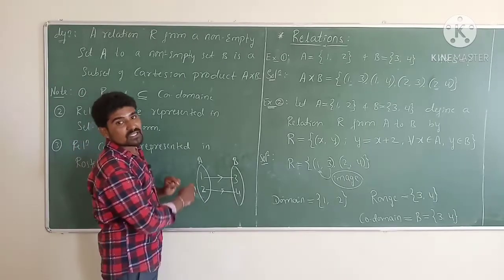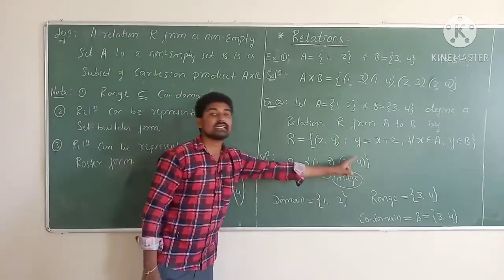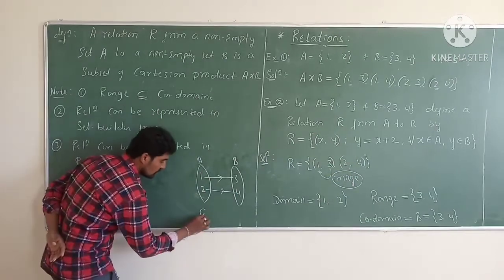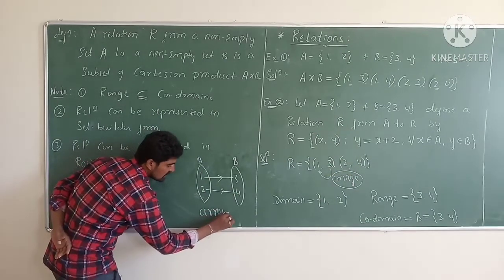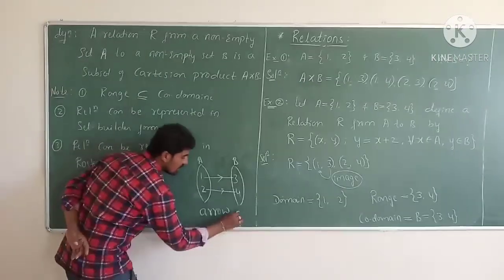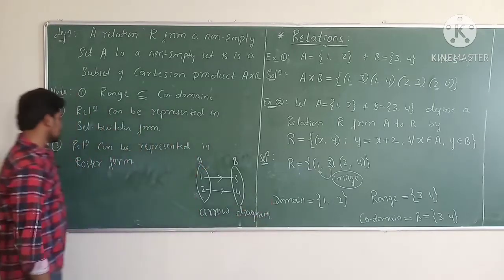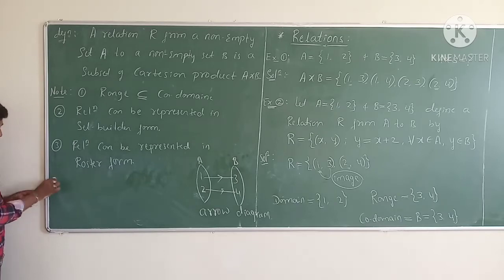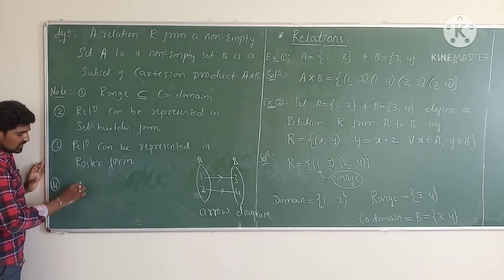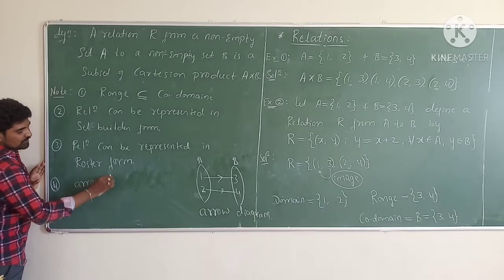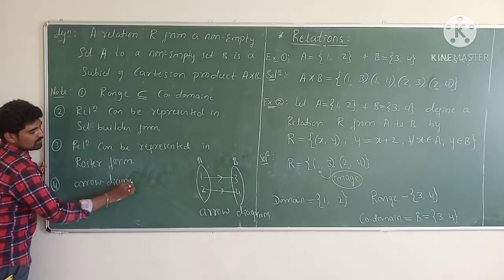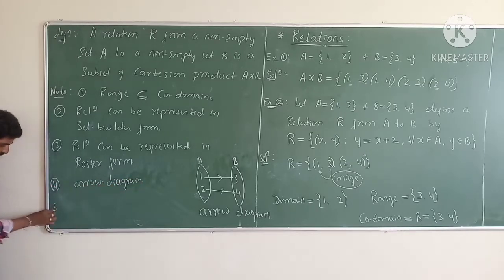Arrow diagram is the visual representation of the relation R. This is the representation of a relation in an arrow diagram. Third one is what? Relation. Fourth one is, relation can also be expressed in the form of an arrow diagram. Next, fifth one.